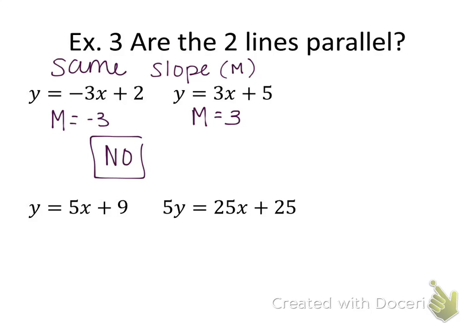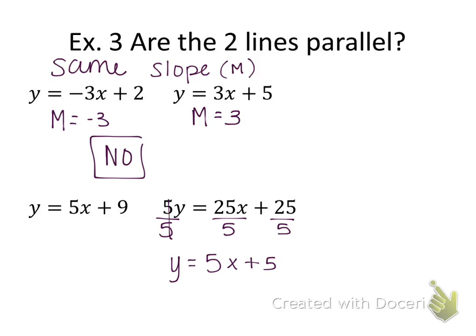Y equals 5x plus 9 and 5y equals 25x plus 25. First of all, let's ask ourselves this question. Are both of these equations in slope-intercept form? No, not the second equation, because what's still in front of the second equation that needs to be moved? The 5. How do I move the 5? Divide. So my new equation in slope-intercept form is y equals 5x plus 5.